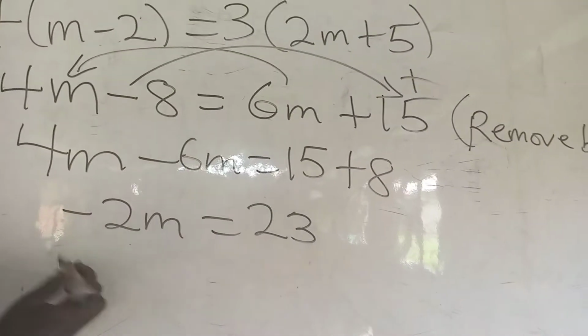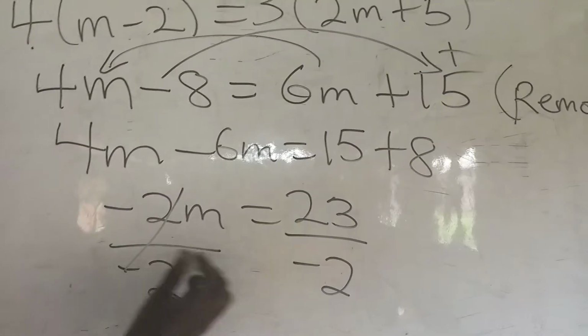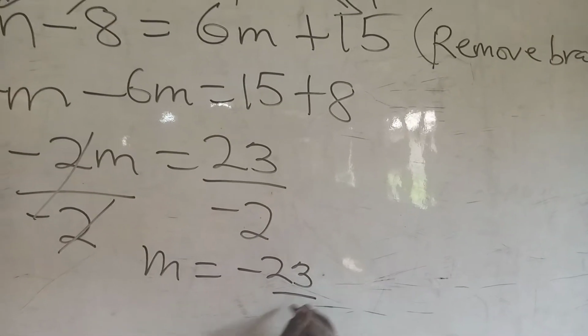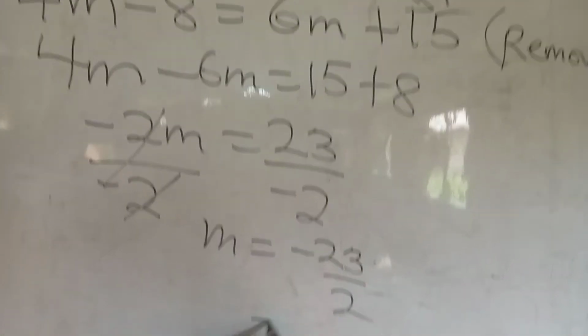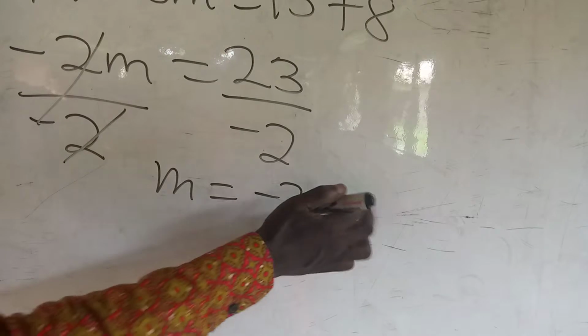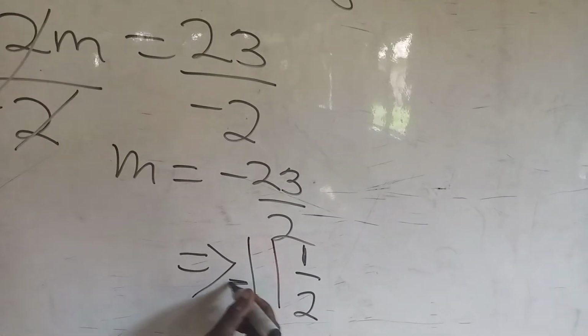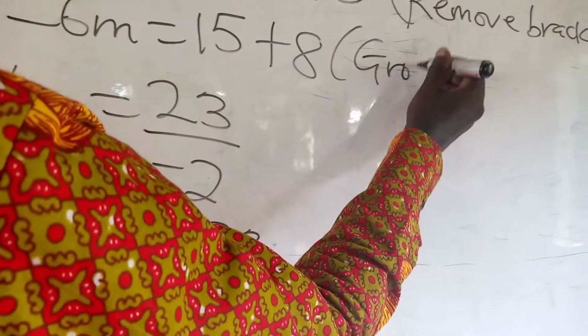And once we have this, we divide through by the coefficient of the variable, which is negative 2. So m is equal to negative 23 over 2. But since this is an improper fraction, you change it to mixed fraction or decimal. 2 goes into 23, 11, remainder 1 over 2. And this becomes negative.